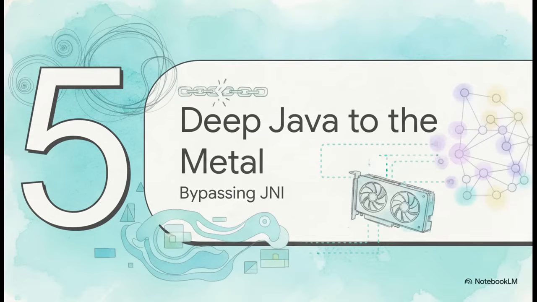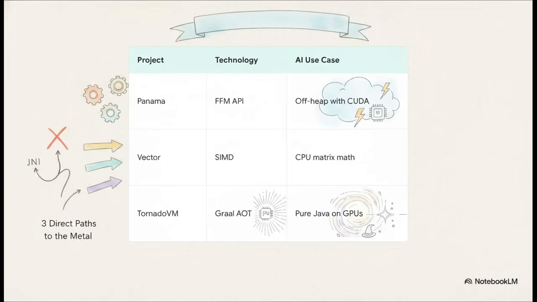Now we plunge into the true depths of the JVM. Section 5, Deep Java to the Metal. We have our threads, we have our memory governed, but how do we map all this concurrent data directly to AI hardware, like GPUs, to get maximum performance? Historically, connecting Java to native C libraries or GPUs required the Java Native Interface, or JNI, which was frankly slow and cumbersome. But today, we no longer have to rely on slow JNI glue code.